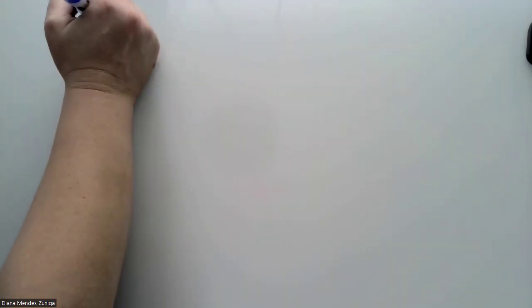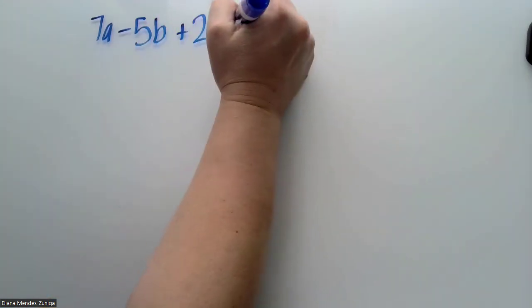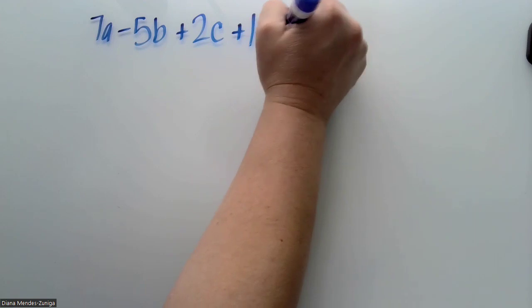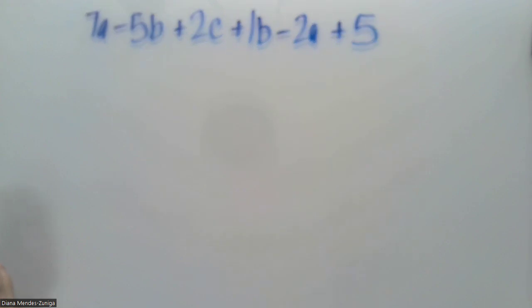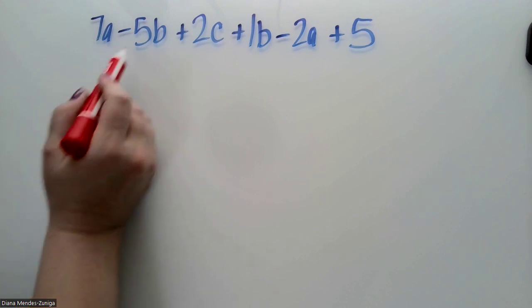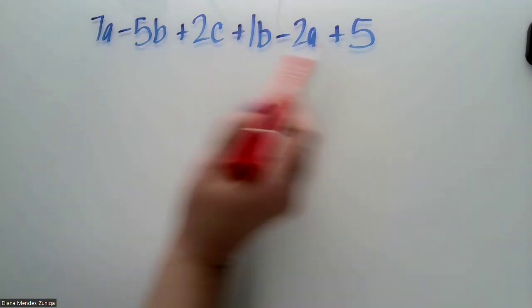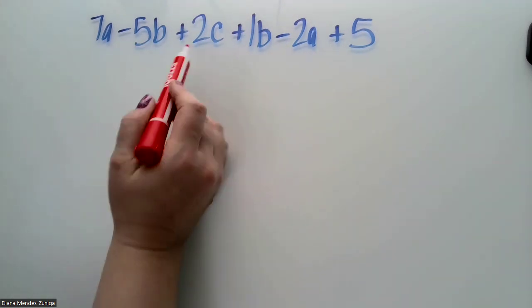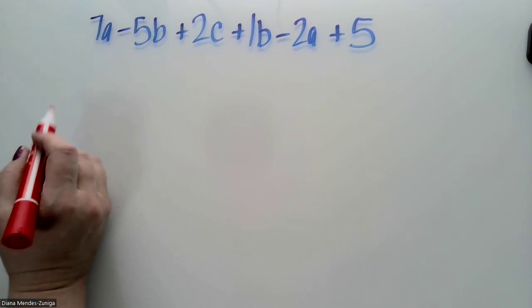Okay. So if we have 7a minus 5b plus 2c plus 1b minus 2a plus 5. Okay. So first we have to identify what actually makes a term a like term. What specifies what makes it a like term is going to be this variable here. Now the negative sign doesn't matter. The number doesn't matter. I have 2 5s here. Those would not be like terms because of the 5s. And the 2s would not be like terms just because of the 2. What matters is going to be the variable. So what we're looking at is the a's.